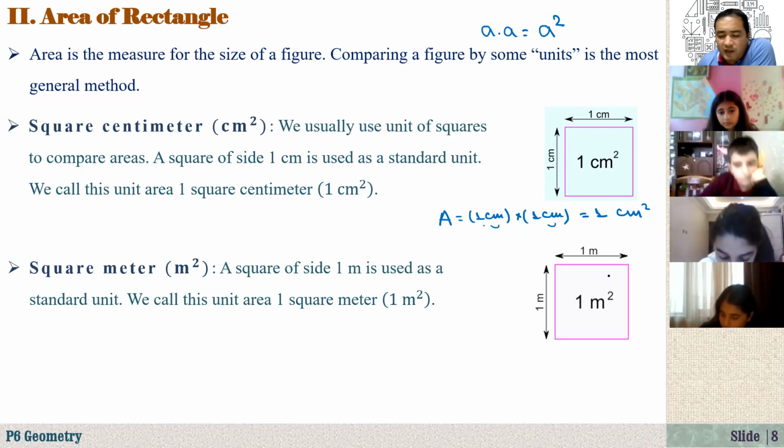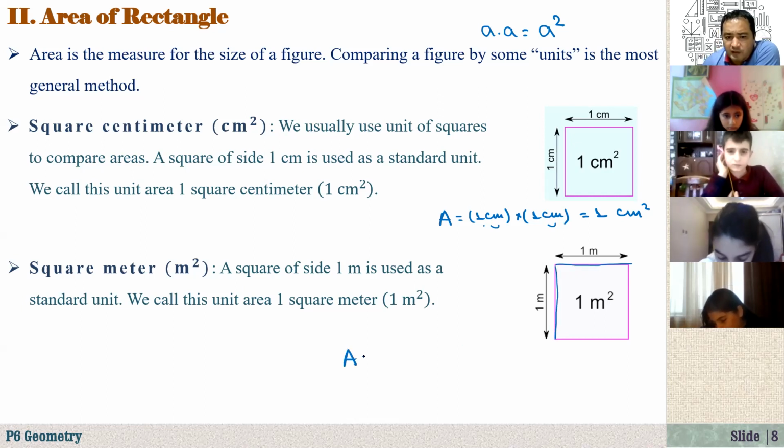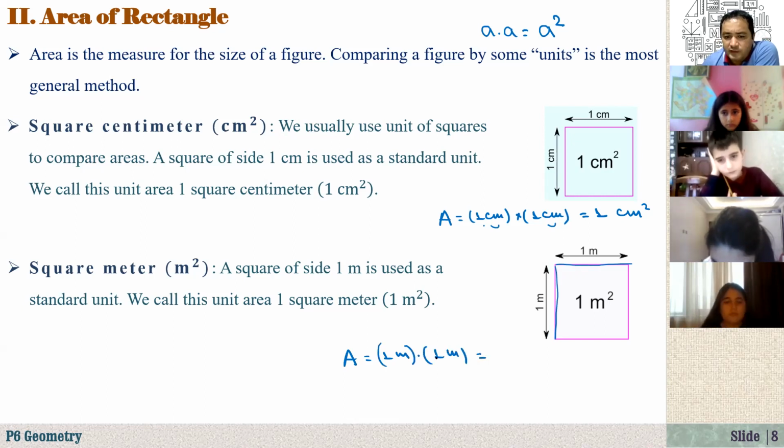And how about if it is given in meters, for example? Again, we are talking about a square. So one side is 1 meter, another side is 1 meter. Again, to find the area, we should multiply one side by another side. That is 1 meter times 1 meter. So 1 times 1 is 1, and meter times meter is square meter.